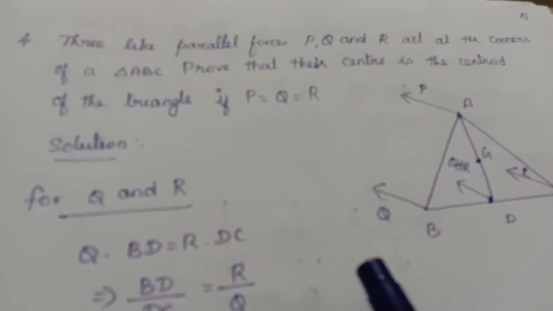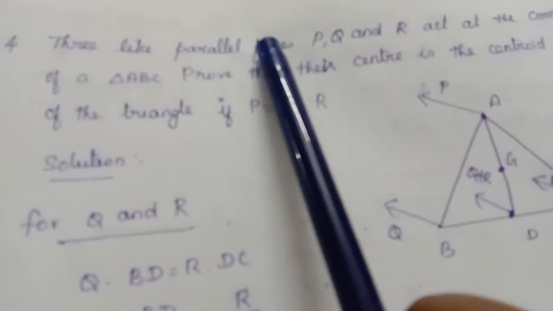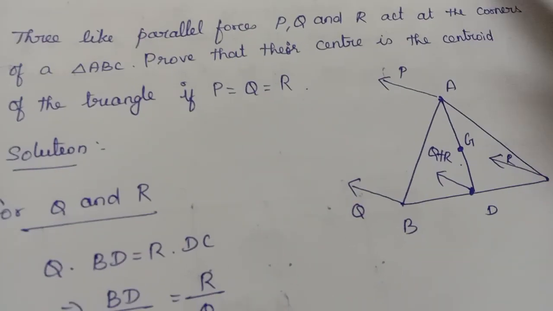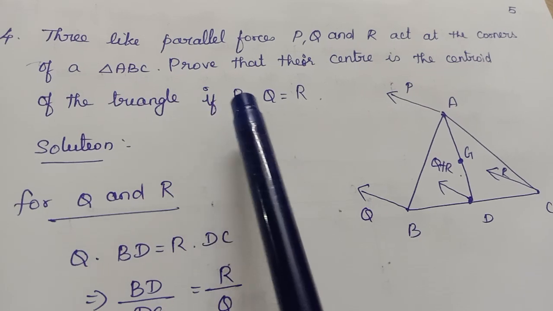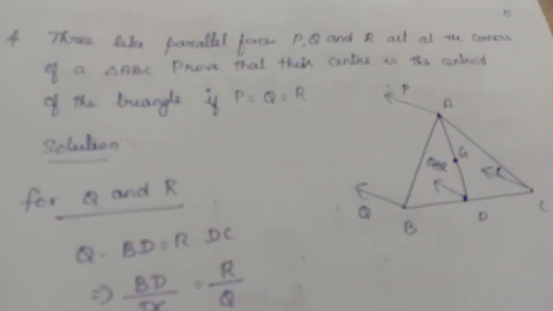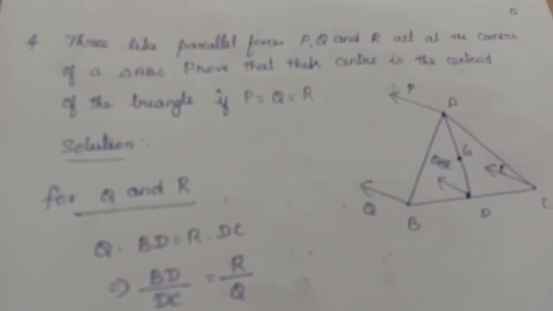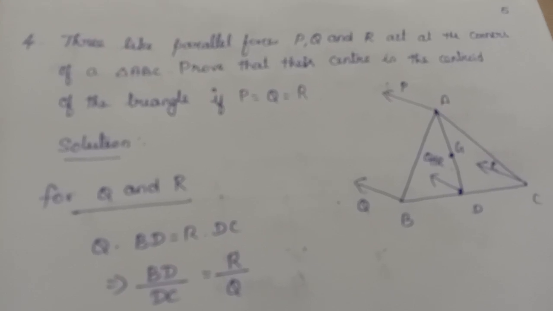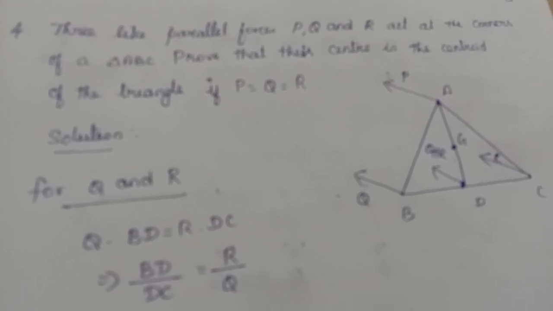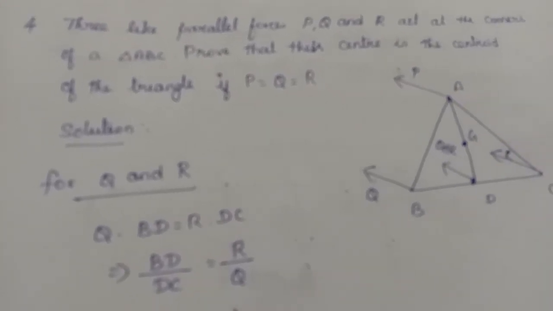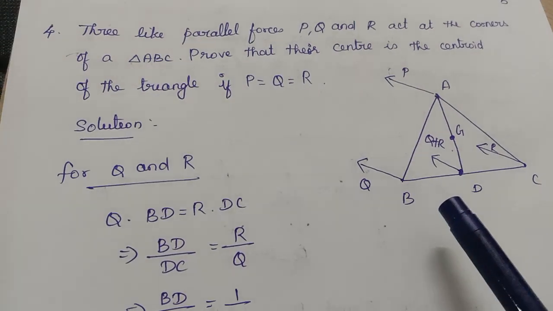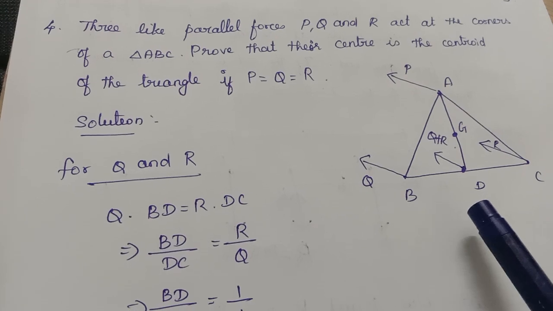This is also similar to the previous one. Three like parallel forces P, Q, R act at the corners of a triangle ABC. Prove that their center is the centroid of the triangle if P equals Q equals R. So similar to the previous problem. In the previous problem, each force was proportional to the opposite side's length. Here, all the three forces are equal. What we have to prove is that the resultant passes through the centroid.